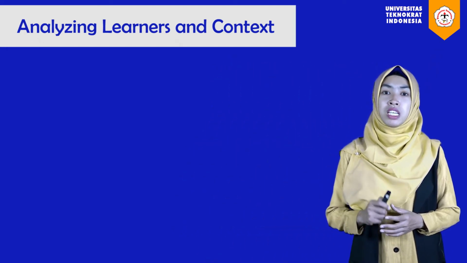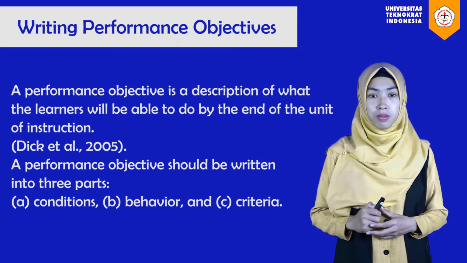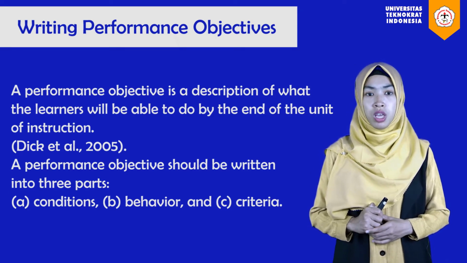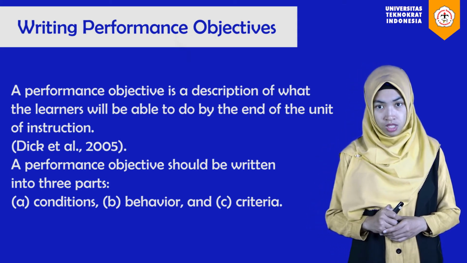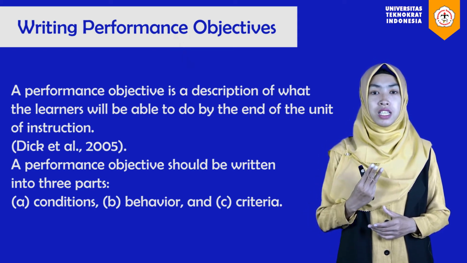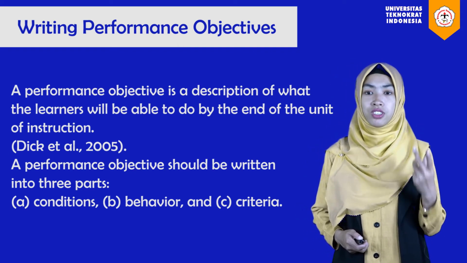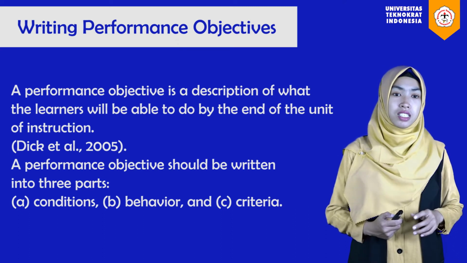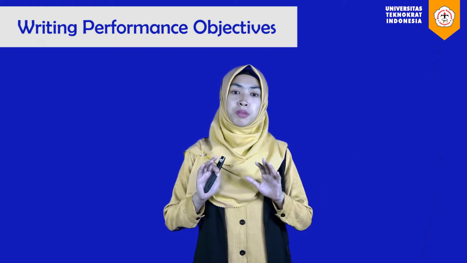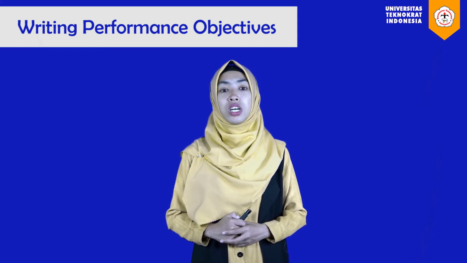The next one is writing performance objectives. A performance objective is a description of what the learners will be able to do by the end of the unit of instruction. A performance objective should be written in 3 parts. The first one is condition, then behavior, and the last one is criteria. Right. Let's discuss the first one, condition. What does it mean? Condition means a description of the skills identified with the tools and resources needed to achieve the skill.